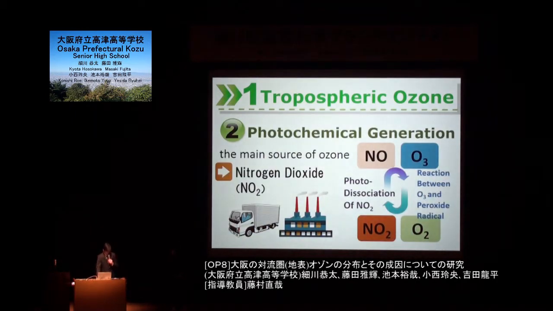The main source of ozone, nitrogen dioxide, NO2, is largely produced from cars and factories. As you can see in the right picture, nitrogen dioxide and oxygen change into ozone and nitric oxide through photodissociation of NO2. On the other hand, the opposite reaction occurs when ozone and peroxide radicals are combined.